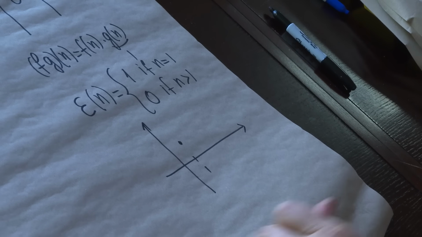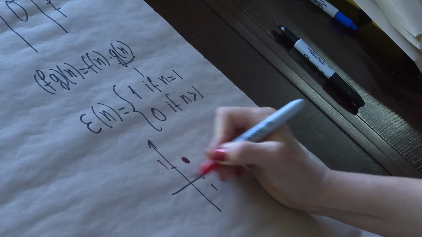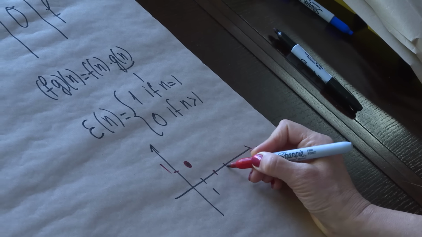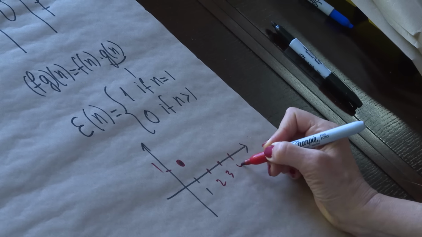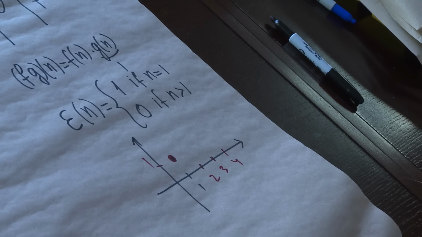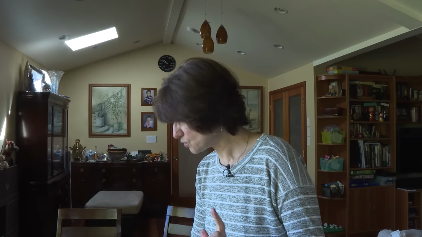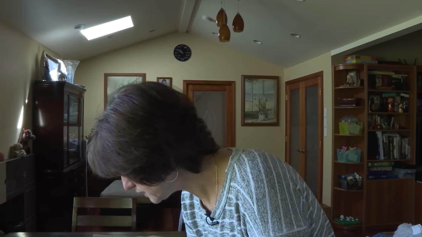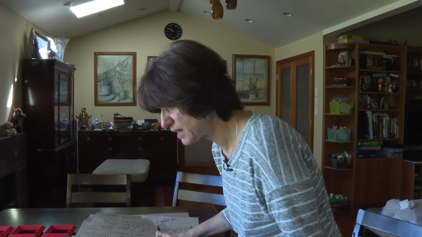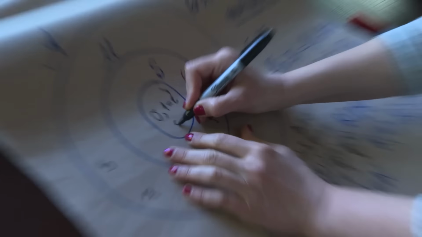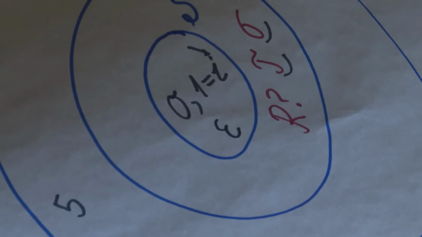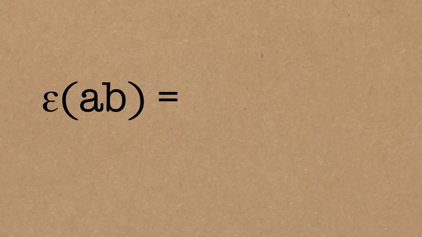So you've got 1 here, and then it's kind of dead for 2, 3, 4, and so on. Well, guess what? This epsilon function is also multiplicative. As a matter of fact, it's strongly multiplicative. So you can check that the epsilon function, this blip of a function, is actually strongly multiplicative. We can check the rule for it.